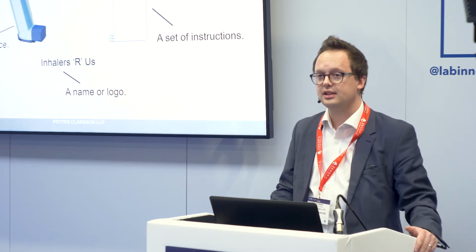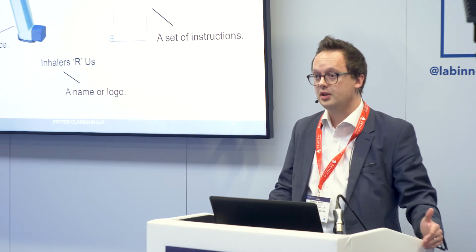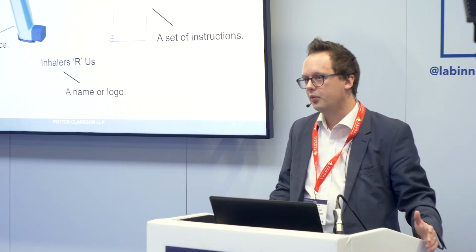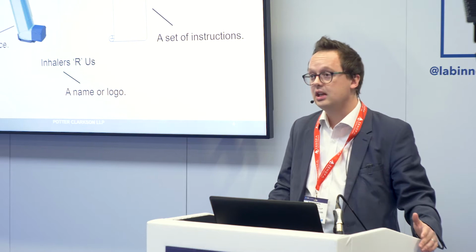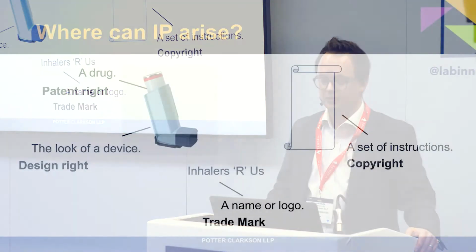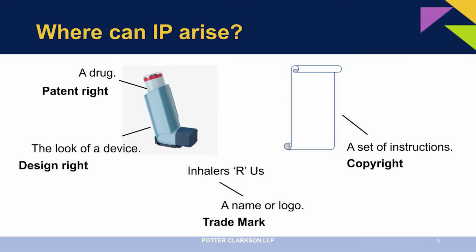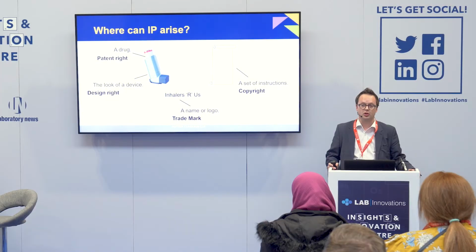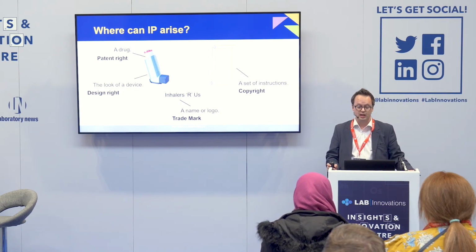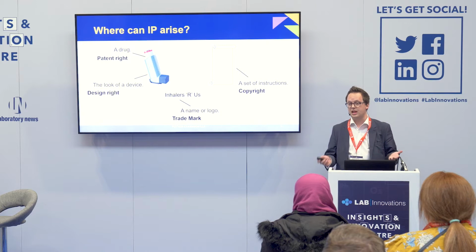Now, each of these can lead to the generation of different types of intellectual property, all of which can be protected by different types of IP right. So, for example, the drug could be protected by a patent right, the look of the device could be protected by a design right, the name or brand, the brand in general, logos, etc., could be protected by a trademark, which some of you might have heard of, and the set of instructions could be protected by copyright.